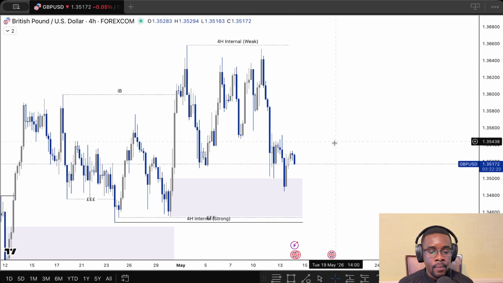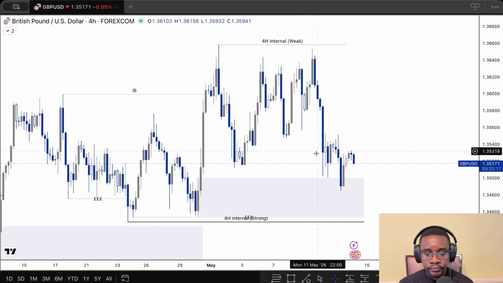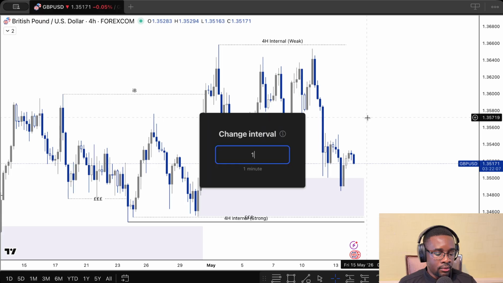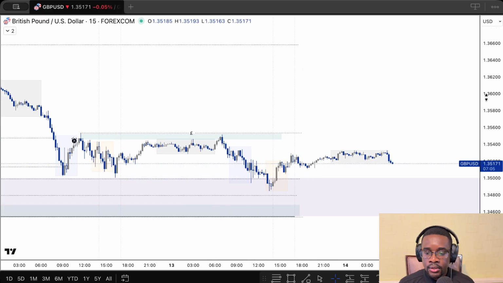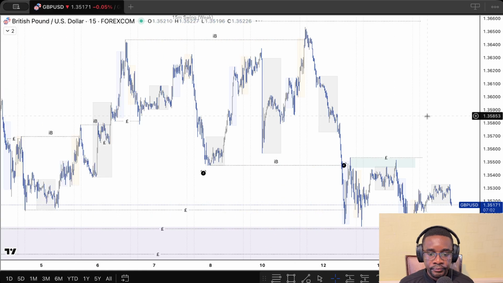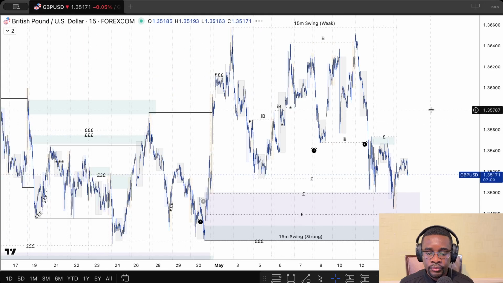Okay, and then now we've had the strong push to the downside, and then we've had a slowdown. Okay, when we mitigated this area, I had a slight push up. Okay, so let's look at the 15-minute. Let's see what the 15-minute is saying.